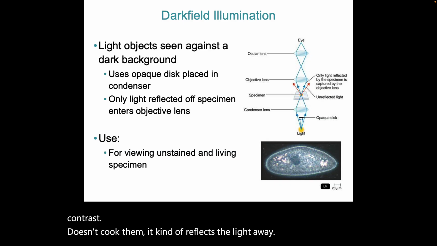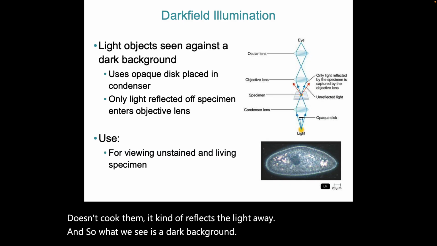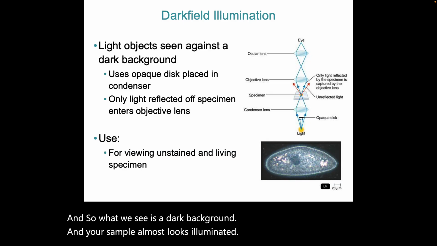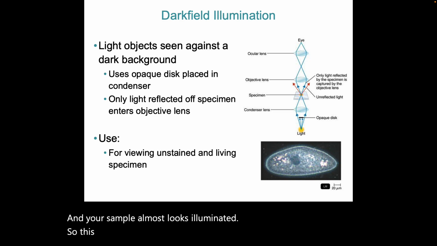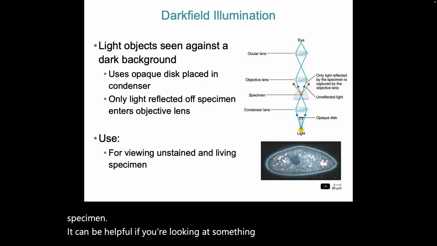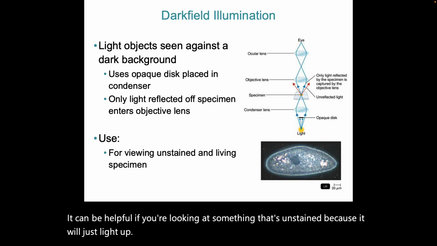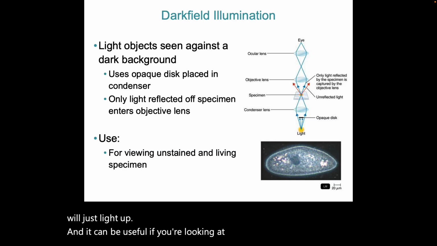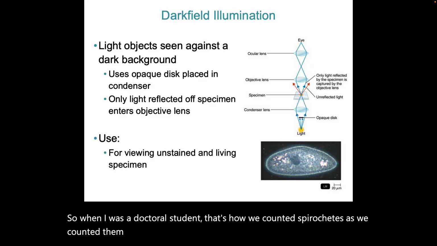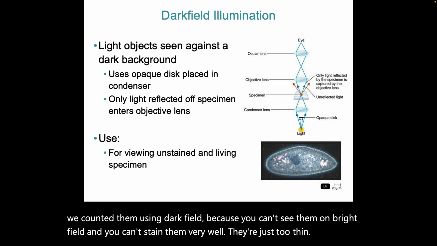And so what we see is a dark background, and your sample almost looks illuminated. So this can be helpful definitely when you want to look at a living specimen. It can be helpful if you're looking at something that's unstained because it will just light up. And it can be useful if you're looking at things like spirochetes, really thin microorganisms. So when I was a doctoral student, that's how we counted spirochetes, we counted them using dark field because you can't see them on bright field. And you can't stain them very well, they're just too thin. So it can allow for that.